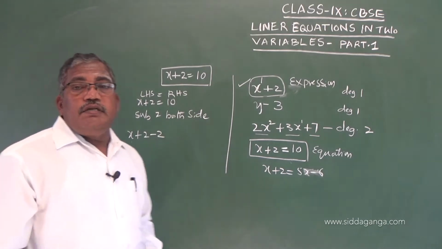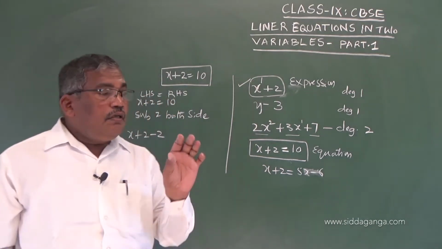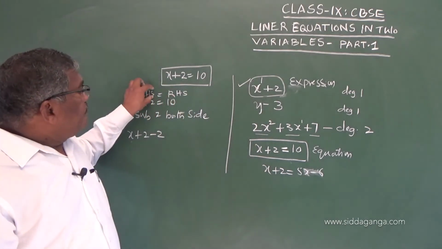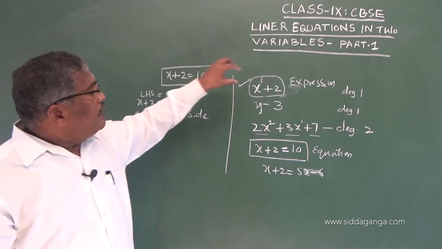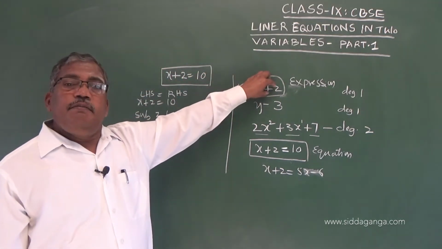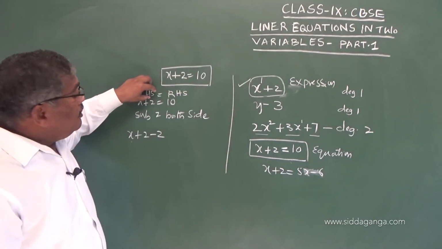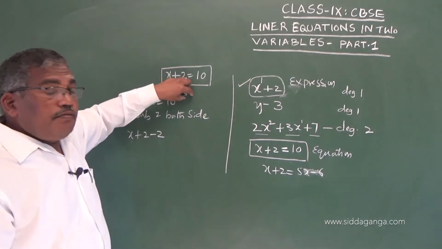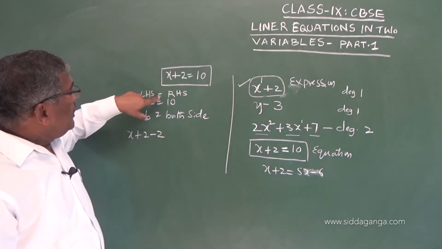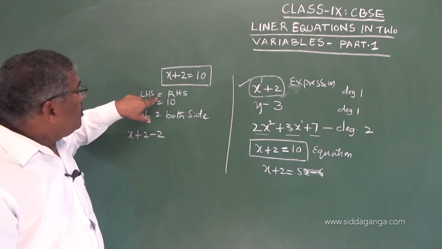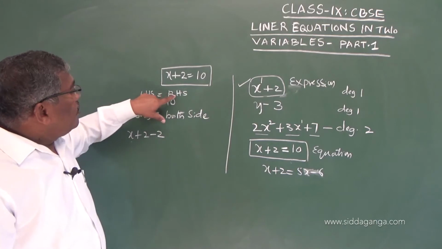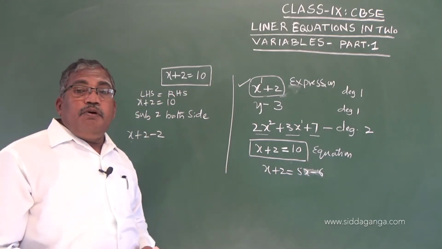An equation will have three things: the left hand side expression, which may be any expression like x plus 2, one expression on the right side of the equation, and an equality sign in between. So these are the three important parts of an equation.